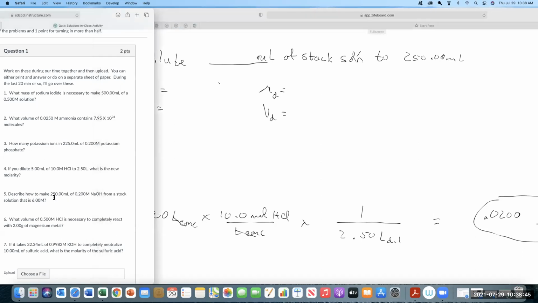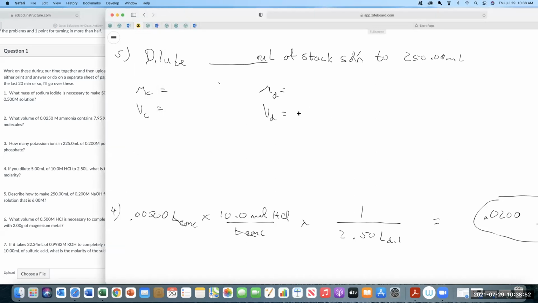So I'm going to make 250 mils of the 0.2. So my dilute is 250 mils. And it really doesn't matter which one's which, but the 250 and the 0.2 are the same solution. So if you call your molarities 1 and 2, you call these 1 and 2, you can put them both there, it doesn't matter. And I'm making it from a 6 molar solution. And so I want to find the volume.